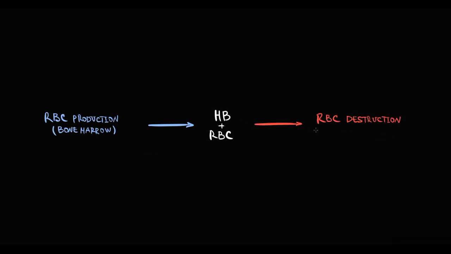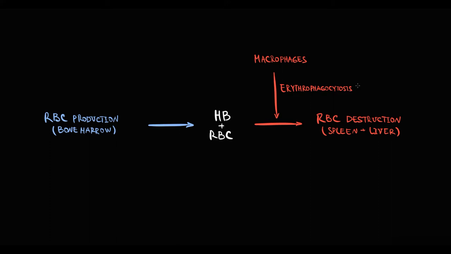Red blood cell destruction occurs primarily in the spleen and liver, where macrophages by phagocytosis remove old erythrocytes from the circulation. This process is called erythrophagocytosis.